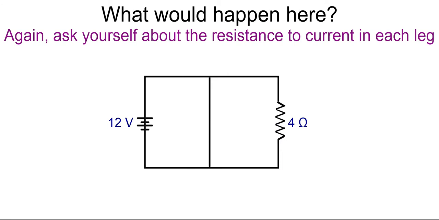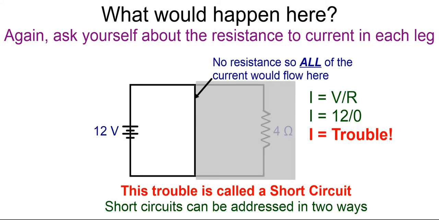What would happen here? There's no resistor here, is there? Again, ask yourself about the resistance to current in each leg. Where is there less resistance? Well, obviously that one there. In fact, there's no resistance, right? I've covered up this part of the circuit because it doesn't exist. All the current will come down through here. There's no resistance. It will all come here.